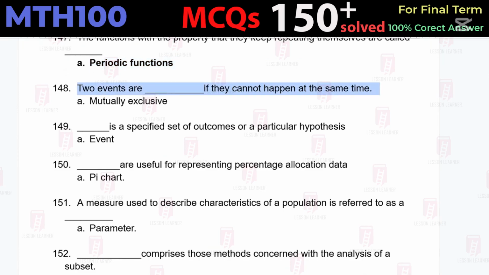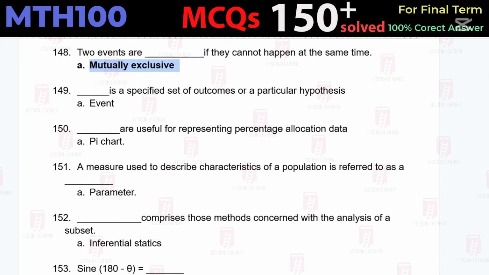Two events are dash if they cannot happen at the same time. Mutually exclusive. Dash is the specified set of outcomes or a particular hypothesis. Event. Dash are useful for representing percentage allocation data. It's a pie chart. A measure used to describe characteristics of a population is referred to as a parameter. Dash comprises those methods concerned with the analysis of a subset. Inferential statistics.